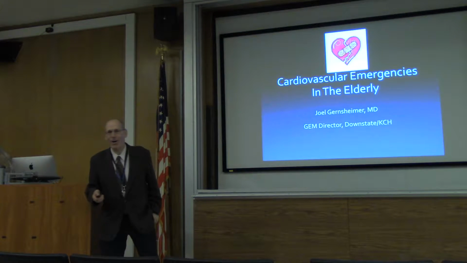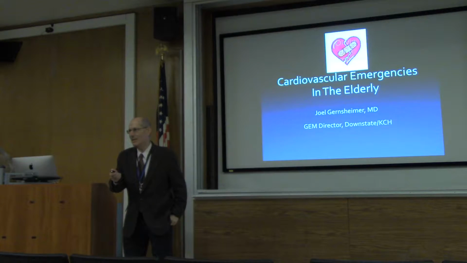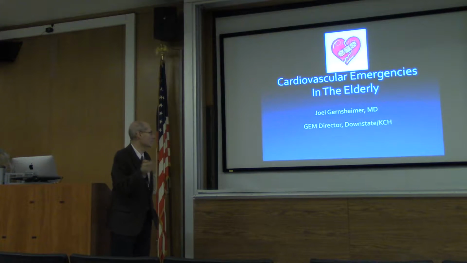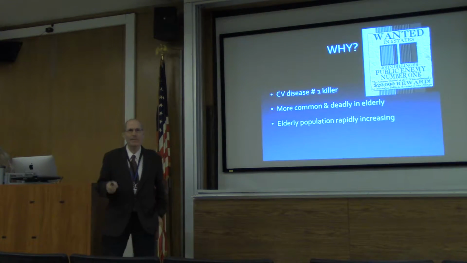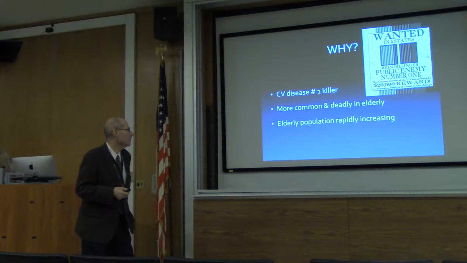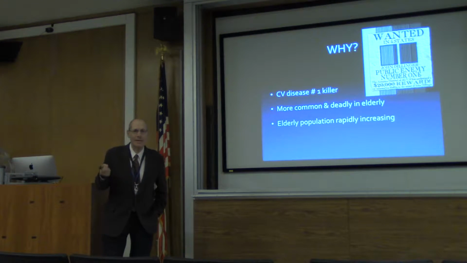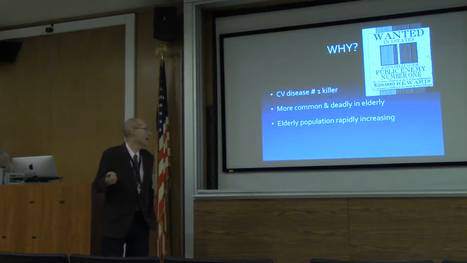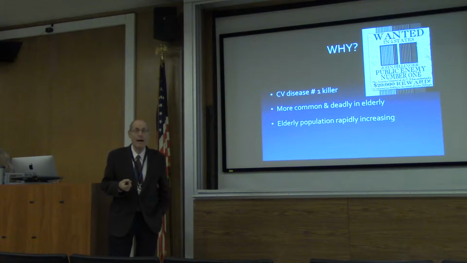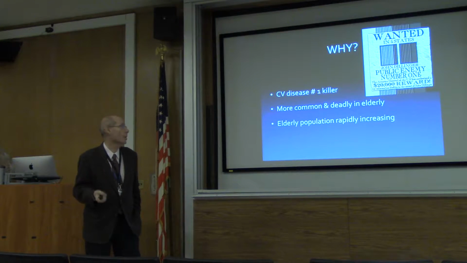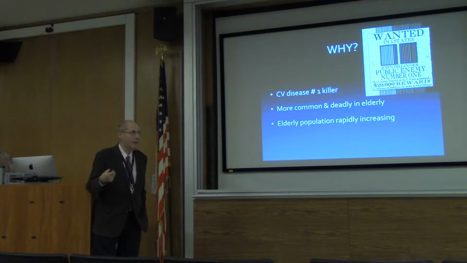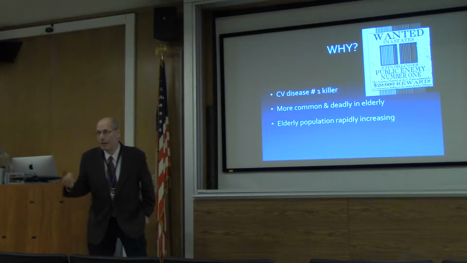Right, so I want to talk about cardiovascular emergencies in the elderly. And why? Why am I going to waste 45 minutes of your time on this? So cardiovascular disease is the number one killer in the US. It's much more common and more deadly in the elderly. And the prognosis in the elderly of things like acute MI is much, much worse. Right? And then the elderly population is rapidly increasing.